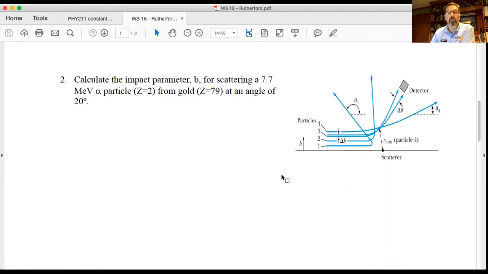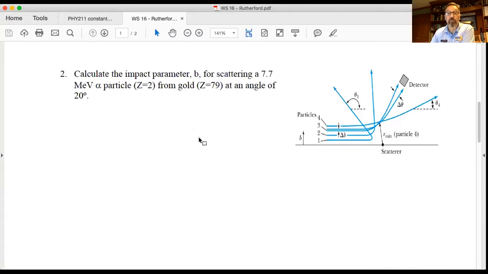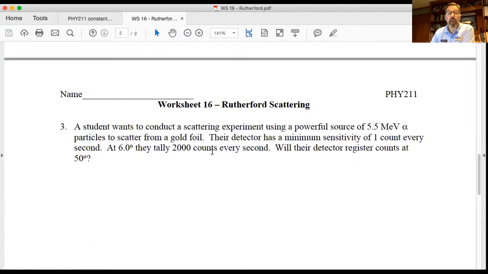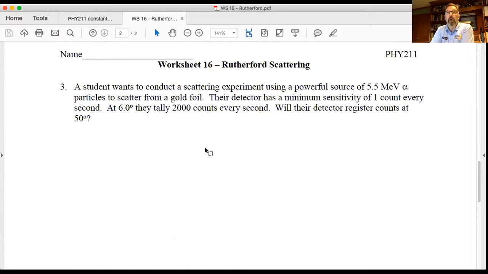The next group is going to be looking at an angle of 20 degrees and figuring out what the impact parameter B must be for that scattering angle. And then the last group is going to try to estimate, based on that 1 over sine to the fourth power of the angle over 2 relationship between two known places, a 6 degree 2000 counts, and then how many counts you're going to get at 50 degrees.